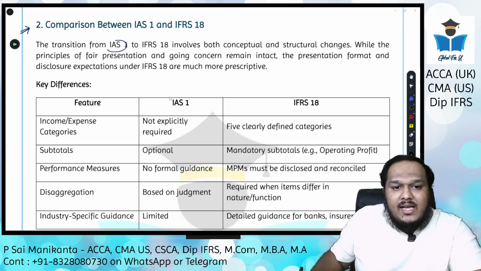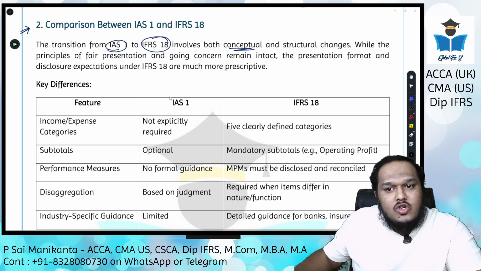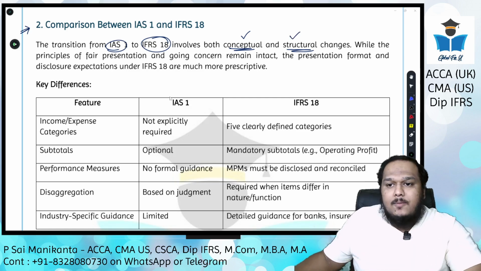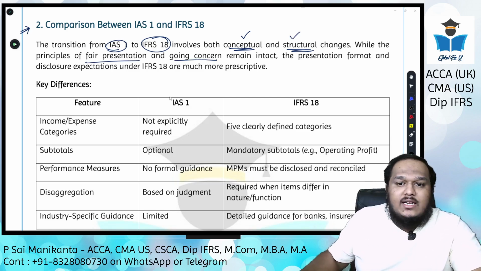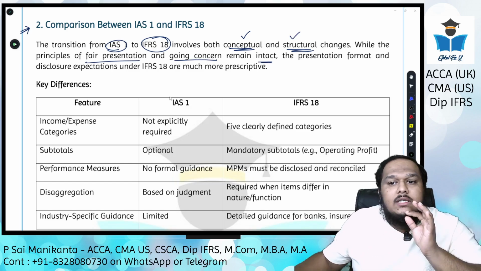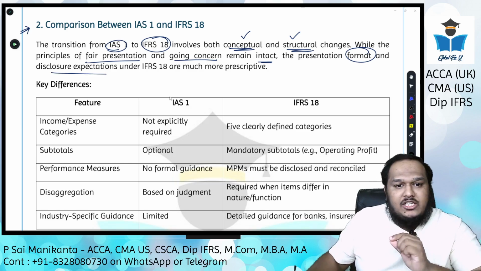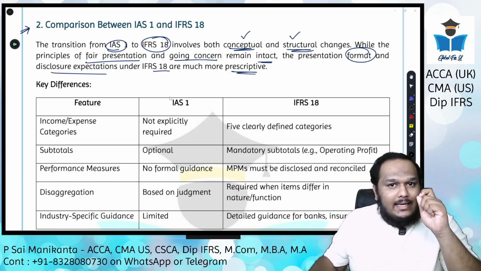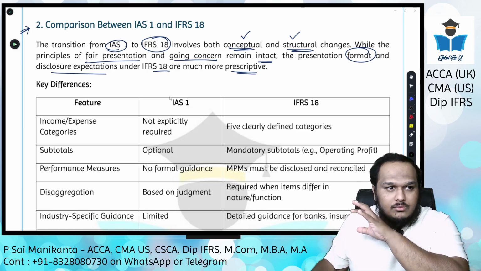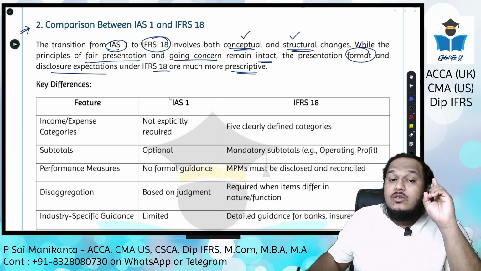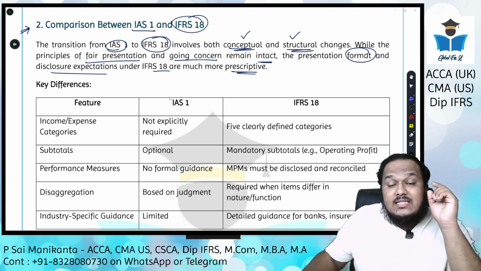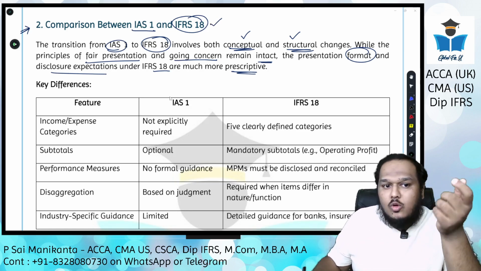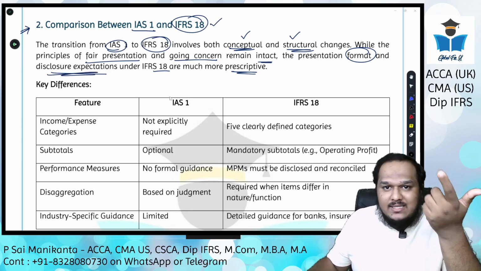So the transition from IAS 1 to IFRS 18 involves both conceptual and structural changes. Some definition-wide changes are there, some just structure changes. While the principles of fair presentation, going concern and everything are still intact, the presentation format and disclosure expectations under IFRS 18 are much more prescriptive. Means what, sir? The format is more detailed and the disclosures are well defined. Previously IAS 1 was only presentation of financial statements. IFRS 18 is presentation and disclosures on financial statements. So IFRS 18 obviously focuses more on disclosure, and the expectations are more prescriptive, right?